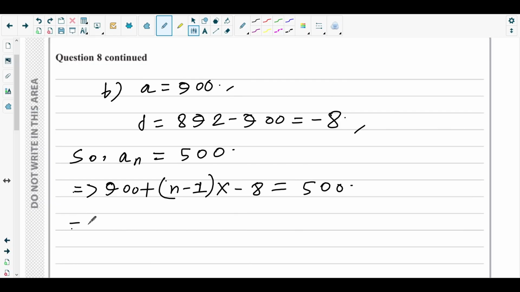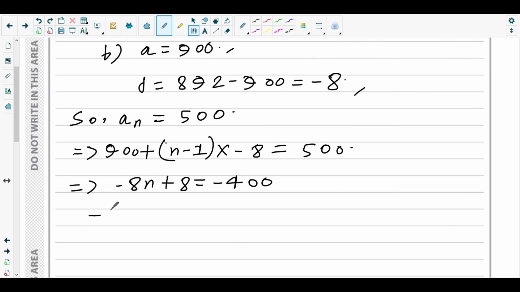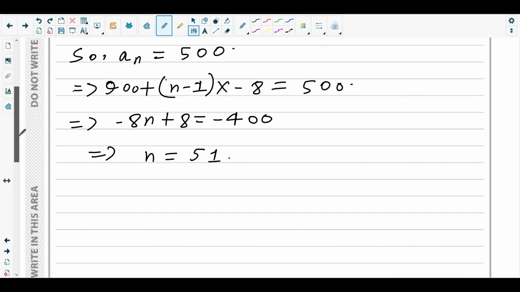Take 900 to the right side and multiply out the bracket. So negative 8n plus 8 equals negative 400. So the value for n would be negative 408 over negative 8. That would give you 51. So that means there are 51 terms in this series from 900 to 500.